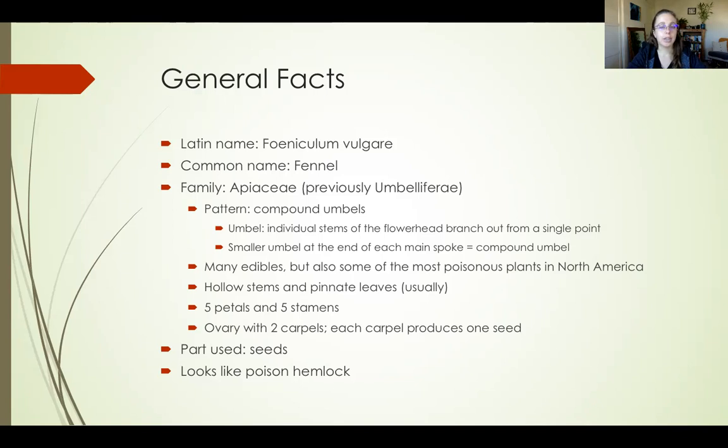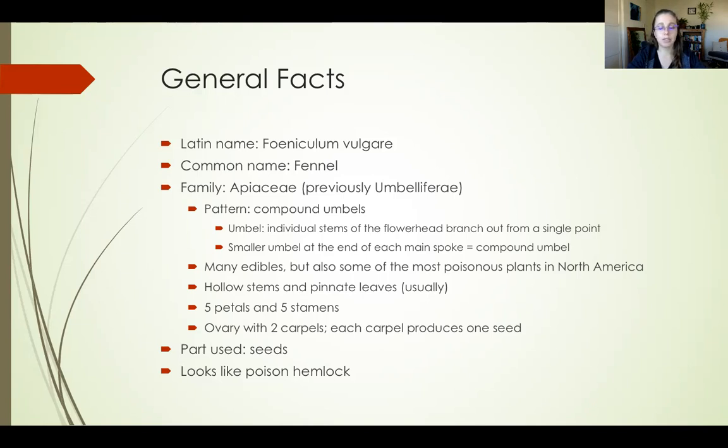And this family does have many edibles, such as Foeniculum, which is edible. Carrots are edible, but it also has some of the most poisonous plants in North America. So you need to be very careful when you see these plants out on herb walks. You do not want to mistake, say, Foeniculum for poison hemlock, for example, which you could see at the bottom of the slide. They look very similar. So you do need to be clear on the differences when you're out.